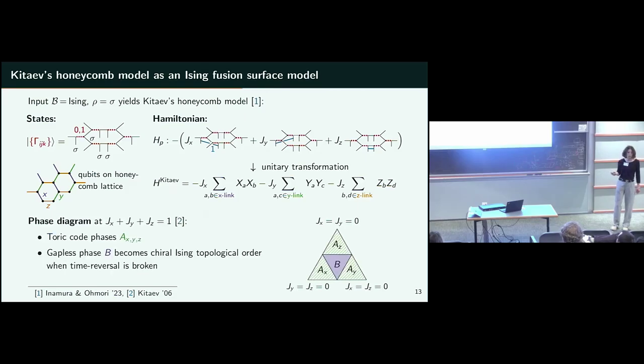And as I mentioned in the introduction, Kitaev's honeycomb model has an interesting phase diagram where these phases here are toric code topological order, and the phase in the middle is gapless. But when we add a small perturbation that breaks time reversal symmetry, this becomes chiral Ising topological order.